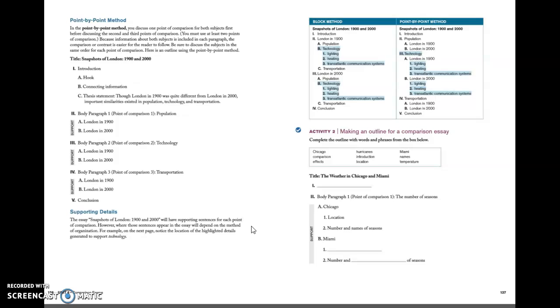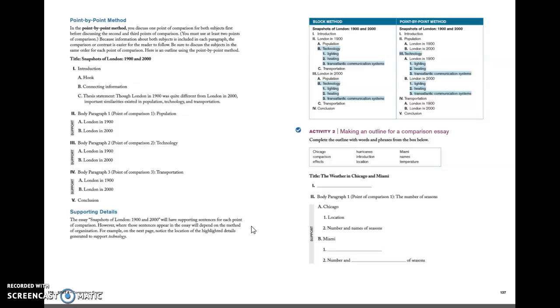So my second paragraph is only about population. And first I talk about London in 1900, and then I talk about London in 2000. My third paragraph, or my second body paragraph, I'm going to talk about technology only. And I'm going to do organization the same way. London in 1900, London in 2000. And then my third body paragraph, which is going to be paragraph 4 of the essay, I talk only about transportation. Transportation in London in 1900, transportation in London in 2000.